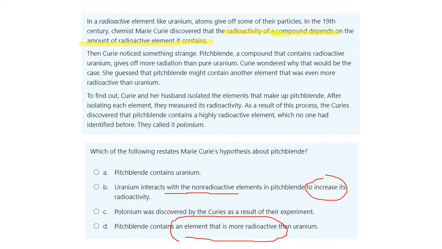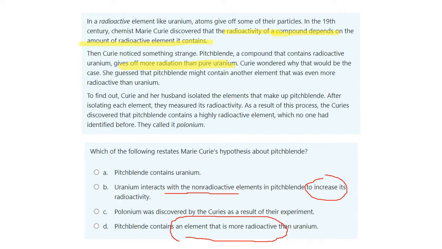Then Curie noticed something strange. Pitchblende, a compound that contains radioactive uranium, gives off more radiation than pure uranium. So why is there more radiation than pure uranium? Something is increasing the amount of radiation that's being given off. And remember, the radioactivity depends on the amount of radioactive element it contains. Curie wondered why that would be the case.